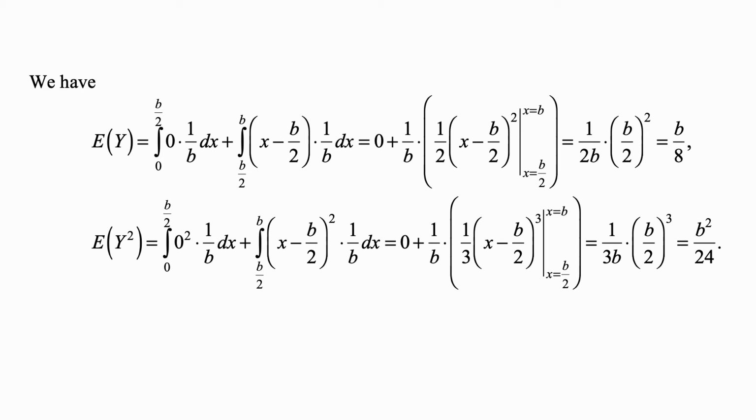And this is equal to 1 over 2b times b over 2 squared, which is the same as b over 8. The second moment of y is equal to the integral from 0 to b over 2 of 0 squared times 1 over b dx, plus the integral from b over 2 to b of x minus b over 2 squared times 1 over b dx. So the first of these two integrals is 0, and the second one is 1 over b times 1/3 x minus b over 2 cubed, evaluated from x equal to b over 2 to x equal to b. That's equal to 1 over 3b times b over 2 cubed, and that's equal to b squared over 24.